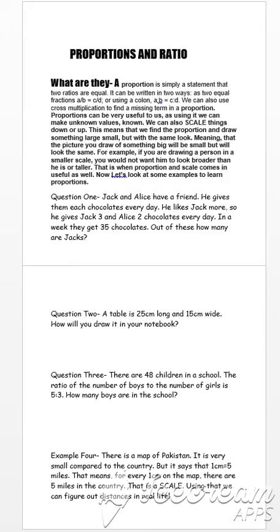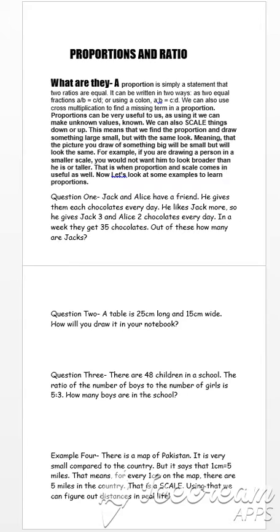We can also use cross multiplication to find a missing term in a proportion. Proportions can be very useful to us, as using them, we can make unknown values known. We can also scale things down or up. This means that we can find the proportion and draw something larger or smaller, but with the same look. Meaning that the picture you draw of something big will be small, but will look the same.